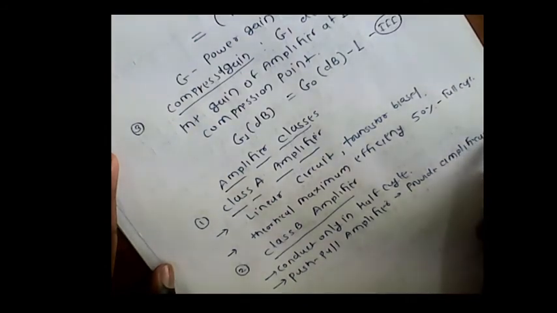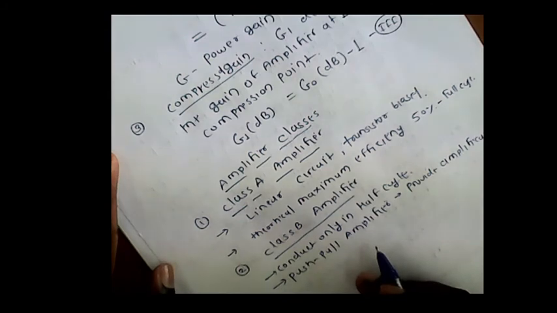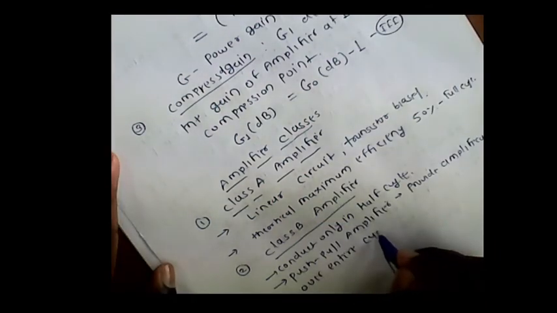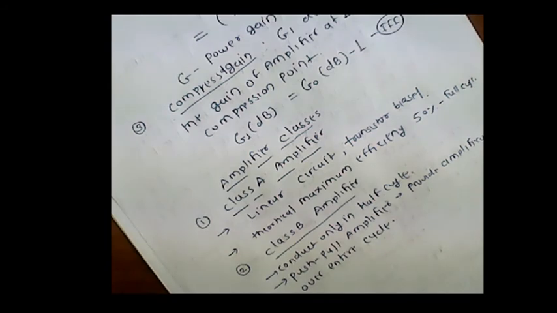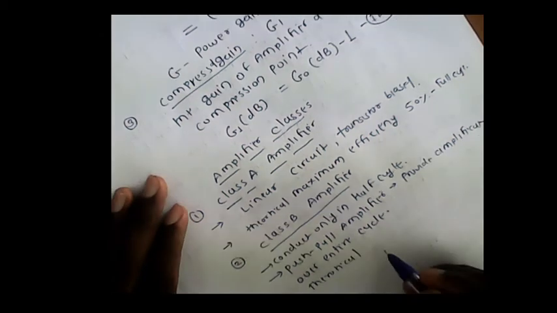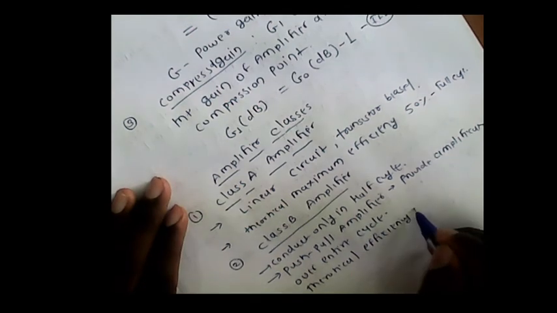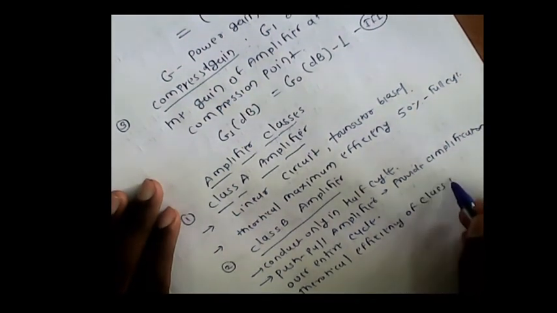Why is it called a push-pull amplifier? Because it provides amplification over an entire or complete cycle. That is called a push-pull amplifier. The theoretical efficiency of the class B amplifier is 78%.